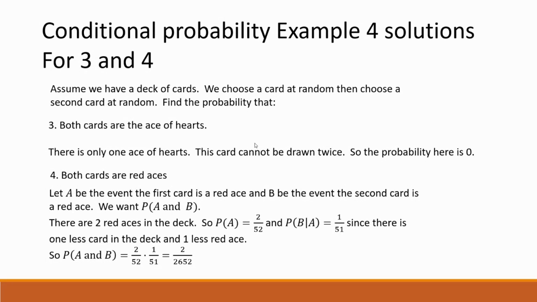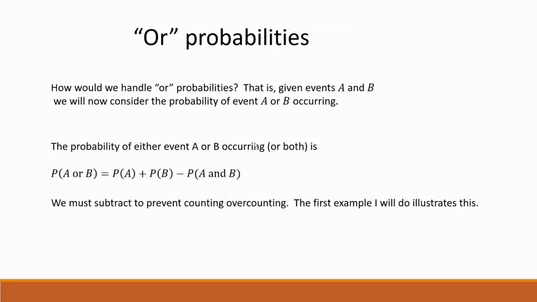What about or? What if we want the probability of A or B, you know, event A or event B occurs? Well, that's where this comes in. That's how we handle it.